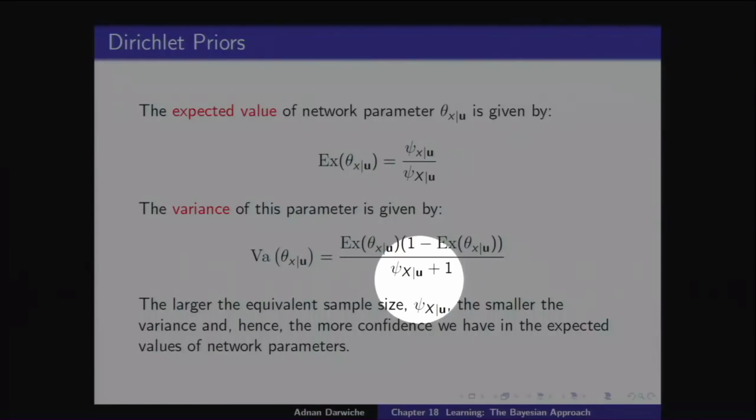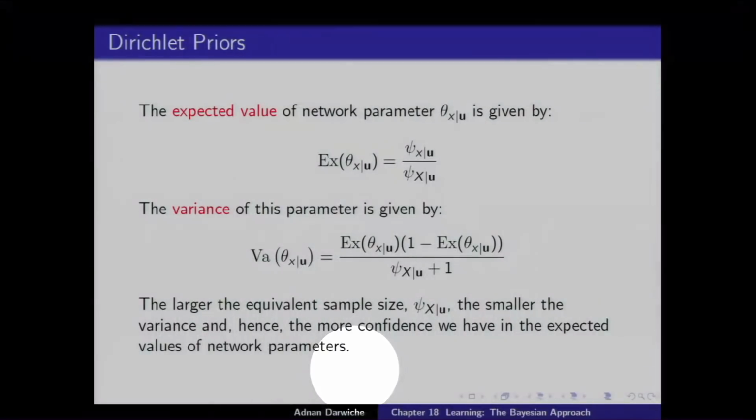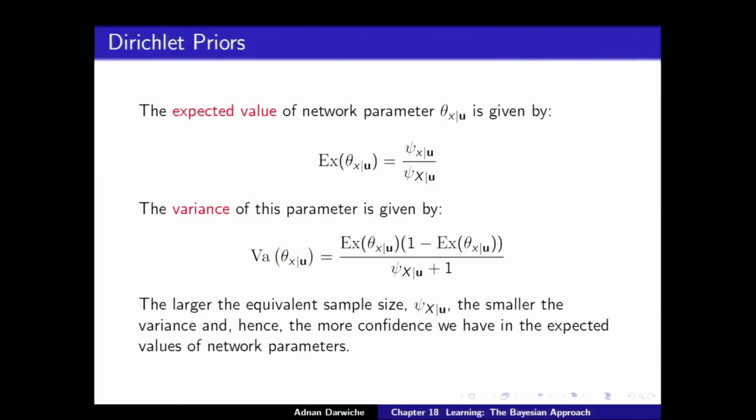Equivalent sample size. As the equivalent sample size goes higher, the variance gets smaller. That's basically the more confident we are in the expected value of these network parameters. Again, the PDF itself has a more involved form, especially its normalizing constant, as we've seen in the previous slide, but that really doesn't end up playing a role in practice or in using the Dirichlet prior. When you use the Dirichlet prior, you just need to know about the exponents, the expected value and the variance, and I'll show you next that there is even a nice closed form for the mode.